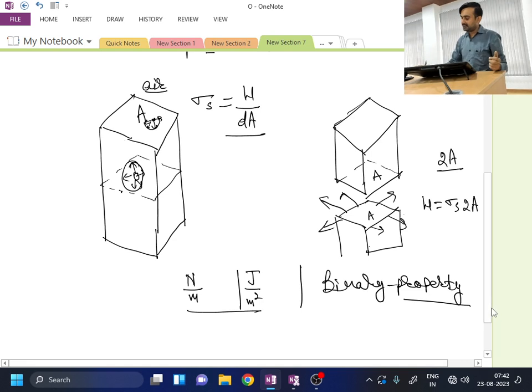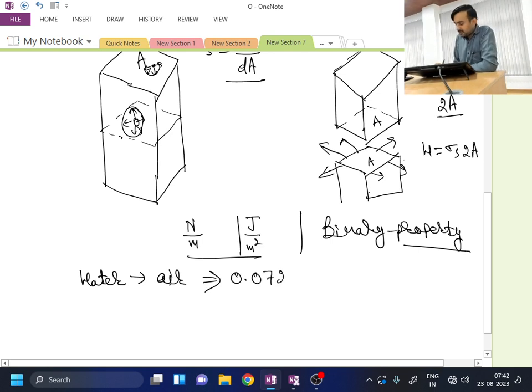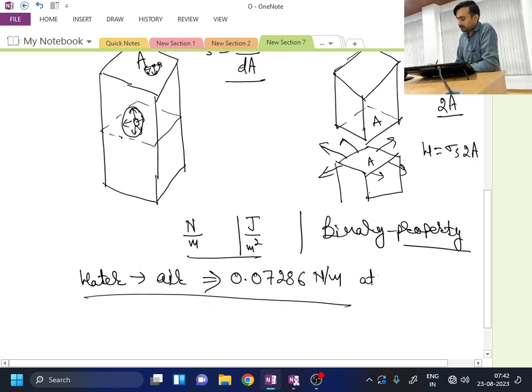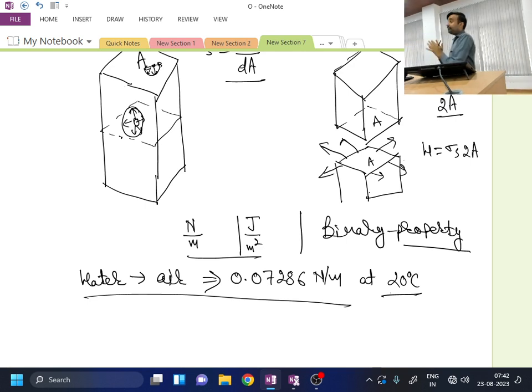Okay, so whenever we define the surface tension, if I talk about water, then the surface tension of water in the surroundings of air at room temperature has a magnitude of 0.07286 Newton per meter. Okay, that is how I am defining it: the surface tension of water present in air. Okay, so if I consider the same water, but in its surrounding, in place of air, I use any other fluid or any other liquid, then what will be happening? The value of surface tension will change.